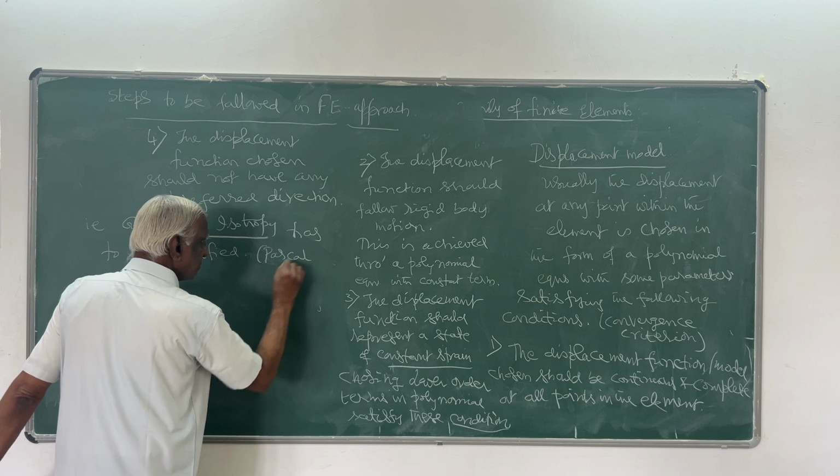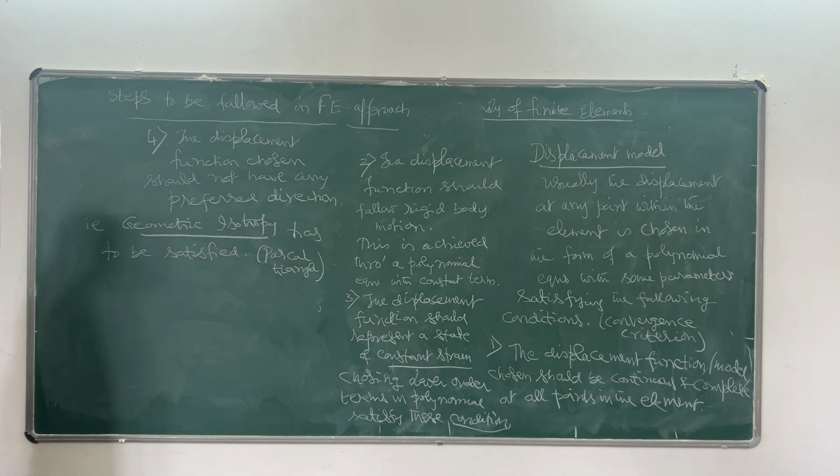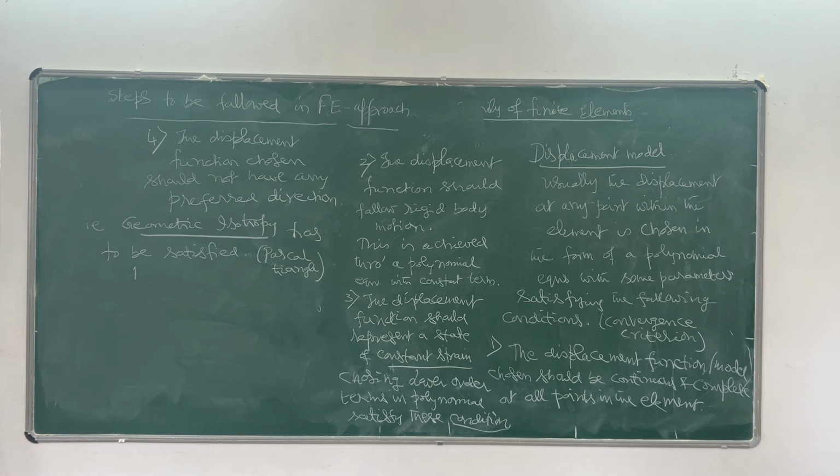That is, this Pascal triangle should be satisfied. So the terms should be like that. The Pascal triangle will tell you how to choose the terms of the polynomial. Constant term one, you have to choose alpha 1. Next, if it is a two-dimensional body, these are all planar structures, they should lie in one plane. So plane means you should have two directions, x, y, minimum.